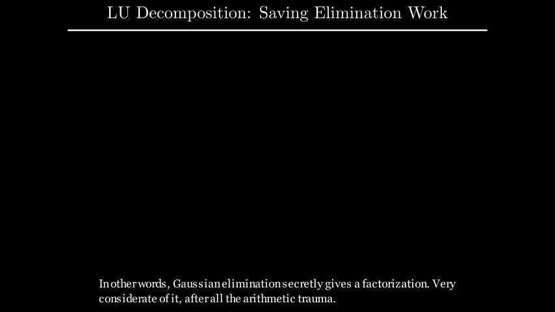Last time, we used row reduction to find A inverse. Today we stop halfway through elimination and notice something useful. A can often be written as LU. In other words, Gaussian elimination secretly gives a factorization. Very considerate of it, after all the arithmetic trauma.